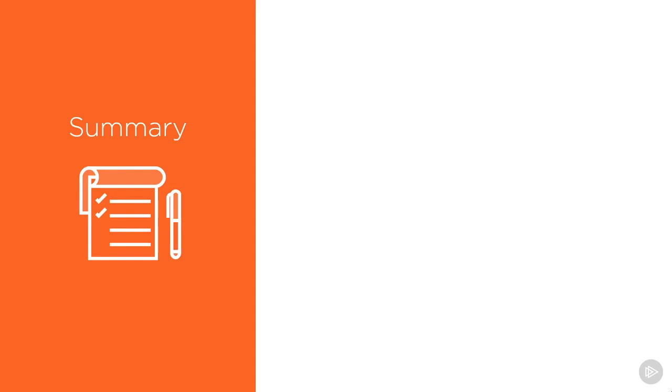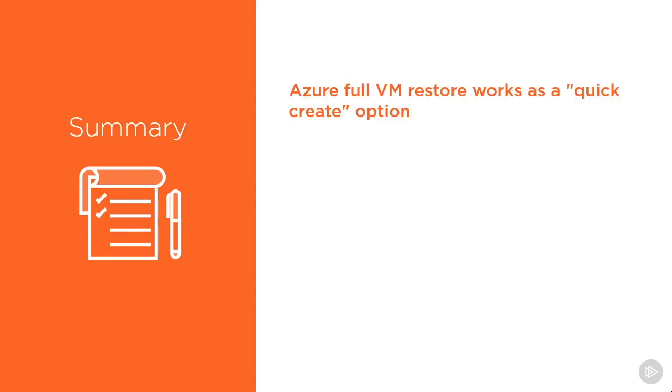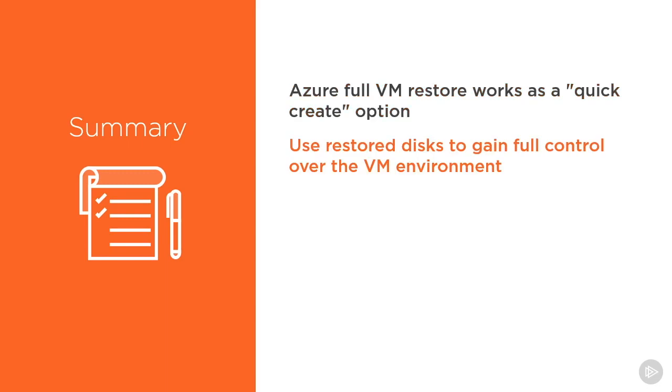In summary, the takeaway points that I want you to walk away from this module having learned are, number one, that the Azure full VM restore is a great quick create option. That is, if you're restoring a backed up VM and you don't want to change its instance size or its other configuration, you're happy with the configuration as it exists in the restore point, that's fine. But use the restored disk scenario to gain full control over the VM recovery environment. That's probably the biggest takeaway I have for you.